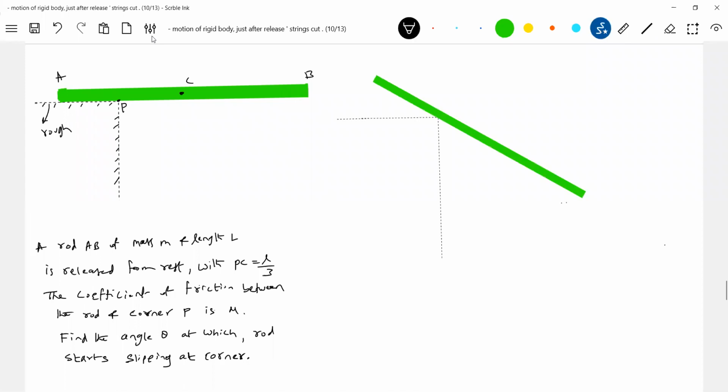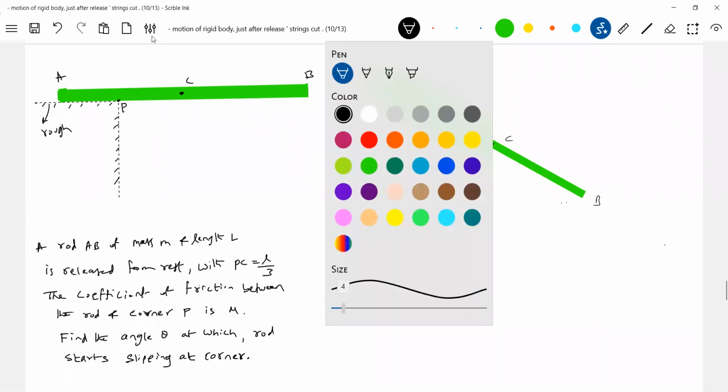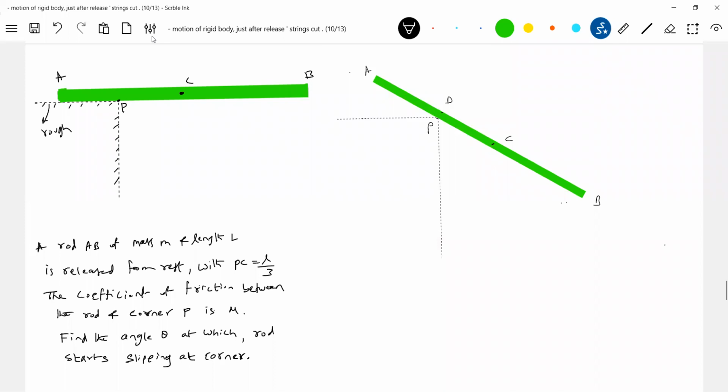Okay, let's get into the problem. This was the end A, this is B, and the center of mass, let me take it here. This is C, and this is the point P of the corner, this is D. The rod will rotate about point P, simplest idea.